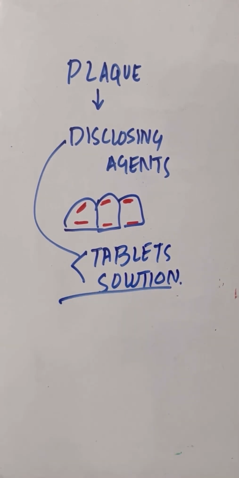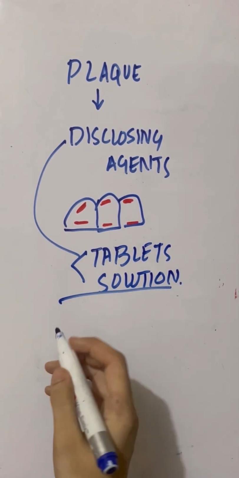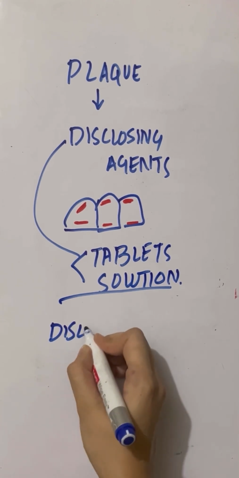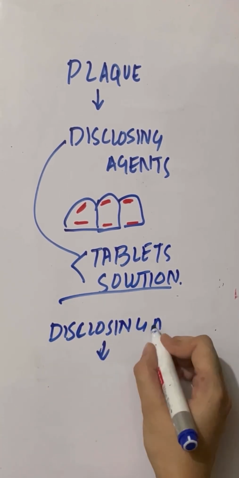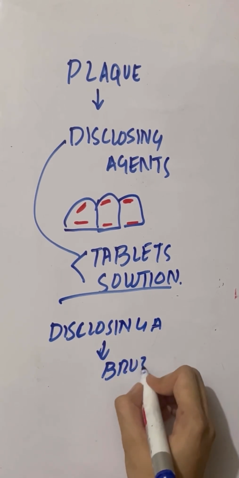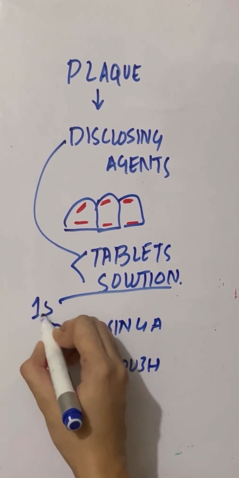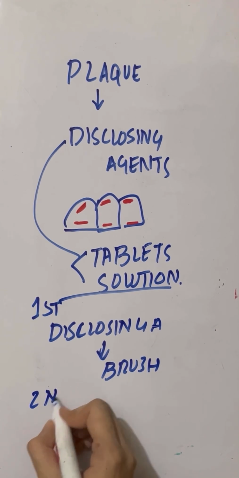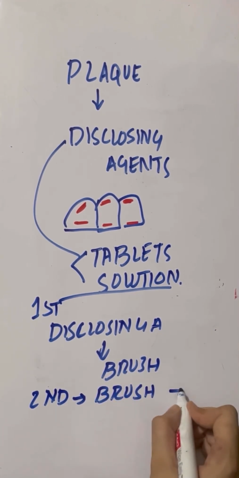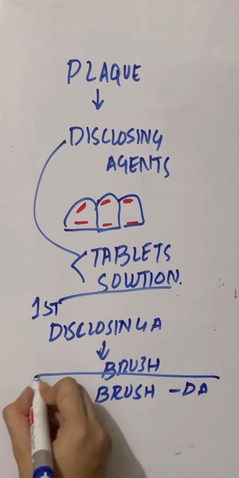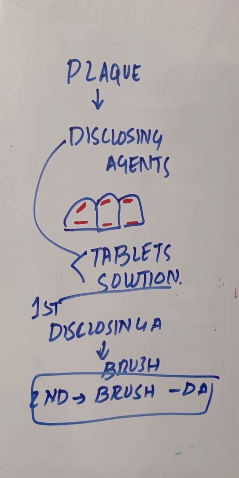What we do for the first week, first we apply disclosing agent and then we brush. But in the second week, first we brush and then we apply disclosing agent. Why? Because we want to see what areas are being missed by brushing.